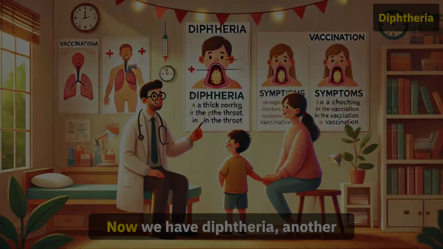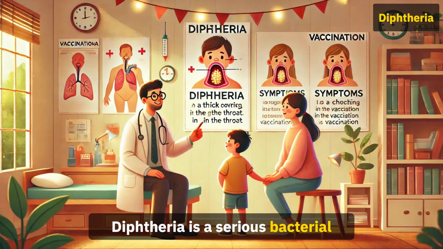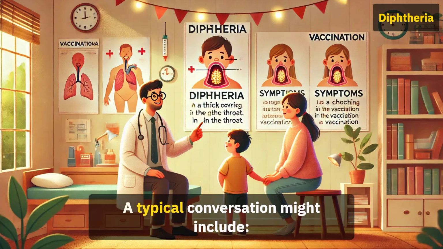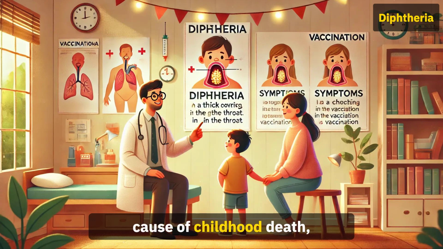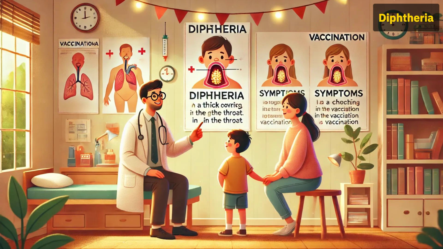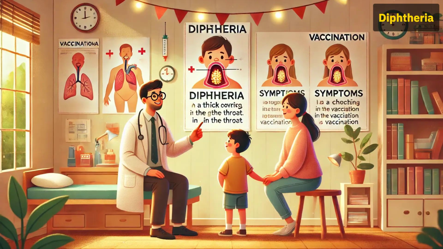Now we have diphtheria, another noun. Diphtheria is a serious bacterial infection that affects the mucous membranes of the throat and nose. A typical conversation might include, diphtheria was once a leading cause of childhood death, but vaccinations have made it rare in many countries. Another sentence could be, one symptom of diphtheria is a thick covering in the back of the throat that makes it hard to breathe or swallow. Again, vaccination is key in controlling the spread of this condition.